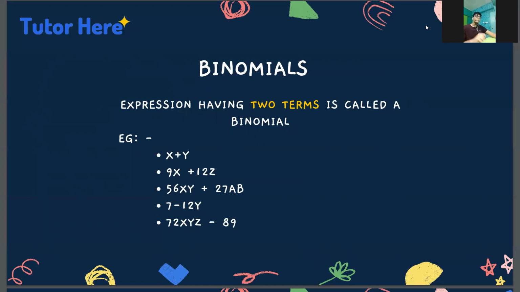Talking about binomials, expressions having two terms are called binomials. For example, x plus y. There are two terms in this expression. 9x plus 12z, 56xy plus 27ab, 7 minus 12y, 72xyz minus 89. All of these are binomials.